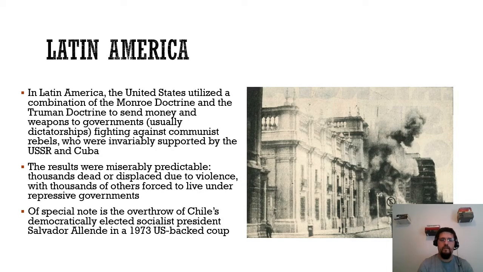So in Latin America, which had long been under the auspices of the United States, the U.S. used the Monroe Doctrine and the Truman Doctrine to send money, weapons, occasionally trainers to assist in the anti-communist fighting in Latin America. The fighting is against communist rebels who are invariably supported by the Soviets in Cuba, and the U.S. is supporting anti-communists. Please notice, anti-communists, especially in Latin America, is not the same thing as democracy.